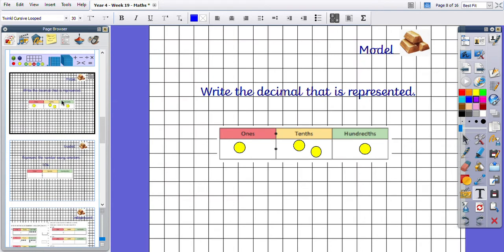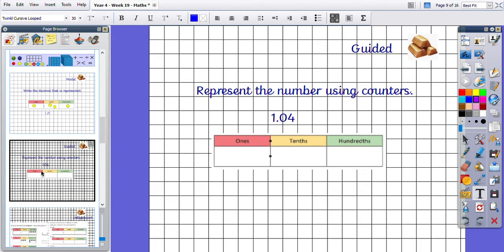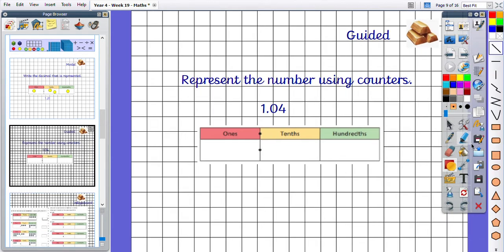Okay, then your bronze questions today are going to look something like this. Write the decimal that is represented. So quite simply, we are turning these counters into numbers. So we have 1 one, remembering our decimal point. Then we have 2/10 and 1/100. So the number represented is 1.21. And now we're doing it the opposite way. Represent the numbers using counters.